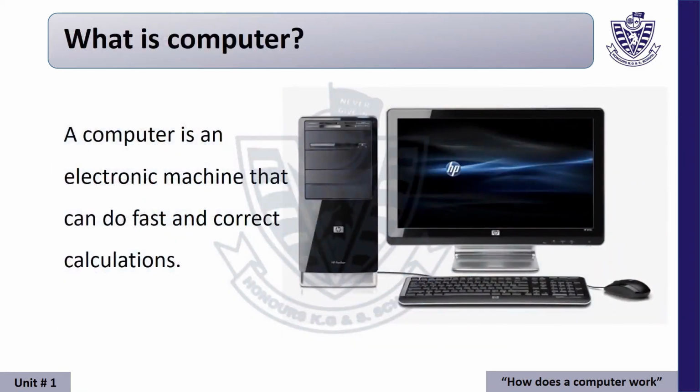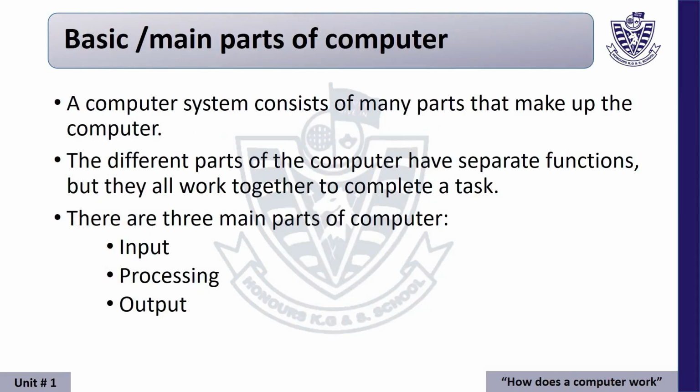What is a computer? A computer is an electronic machine that can do fast and correct calculations. Students, can you tell me about any electronic machine that we use in our daily life? Yes. Let me tell you about these devices that we use in our daily life, like oven, washing machine, mobile, calculator, and juicer. Now we will study the basic or main parts of the computer.